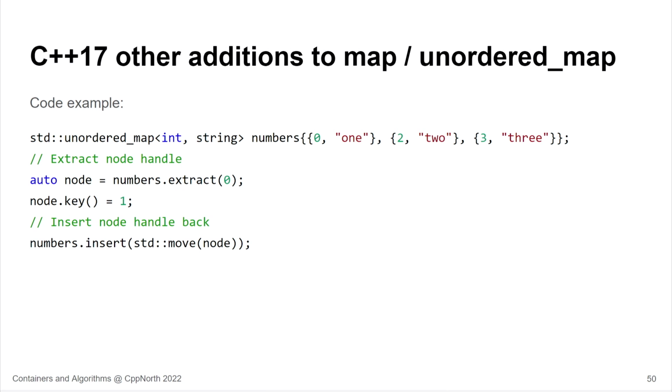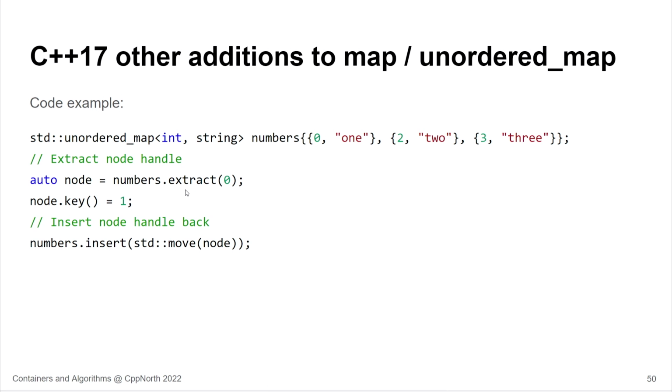They should know. The spec didn't say what is the name of the type, so let's use auto. So we got here a node handle, okay? And it would be possible to change the key. So usually the key is constant, but we have a function called key that allows you to change the key on the node handle.